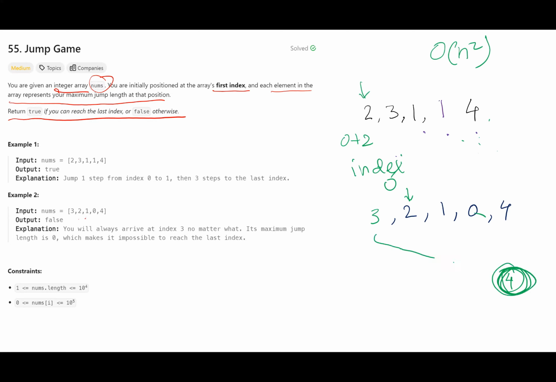Finally, this one, it says my index is 0. I can go to a maximum of index 3. Well, still I am short of the nearest good spot, that is index 4. So I failed. That means I cannot get to the last spot. Okay, so what is the time complexity of this algorithm?